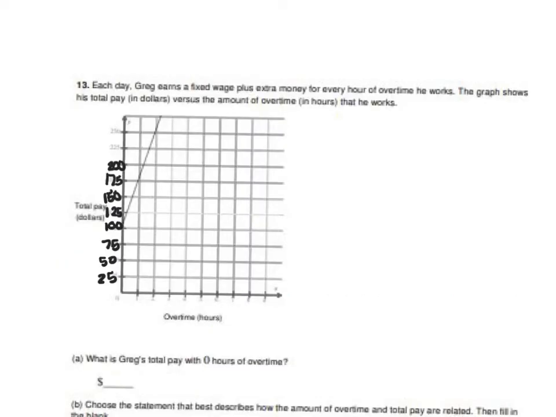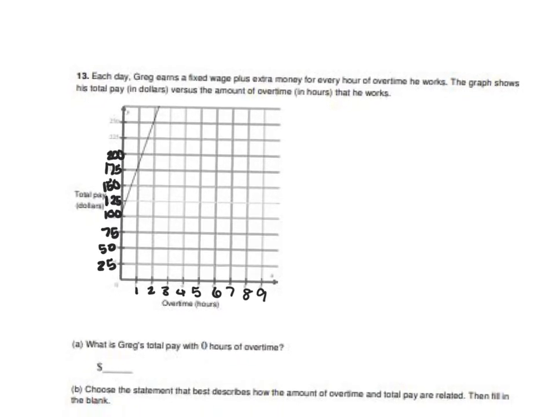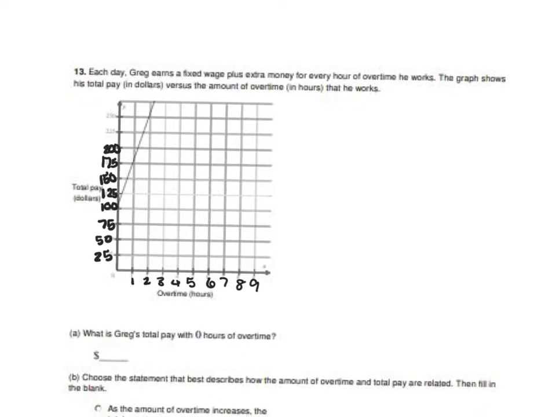So question number 13 says, each day Greg earns a fixed wage plus extra money for every hour of overtime he works. The graph shows his total pay in dollars versus the amount of overtime in hours he works. So if you look at the x-axis down here, it's labeled by ones. And that's not how many hours he works in a day. That's his overtime hours. Then if you look at the y-axis, I went there and labeled them. They count by 25s. I know it's blurry. It's just because of the printer and how zoomed in it is. So I labeled them for you there.